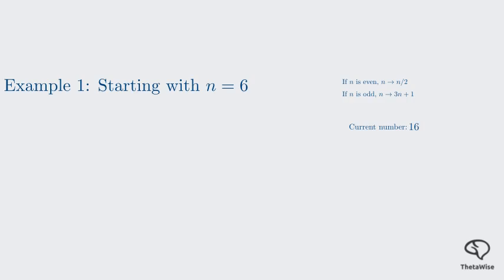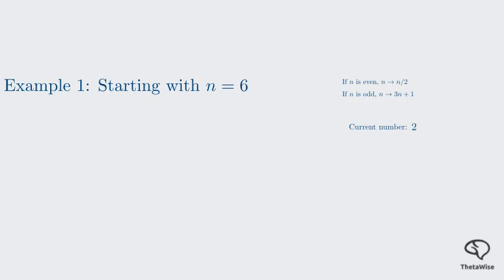Now we have 16. Even or odd? Even, divide by 2. 16 divided by 2 is 8. Our number is 8. Even or odd? Even, divide by 2. 8 divided by 2 is 4. We have 4. Even or odd? Even. Divide by 2. 4 divided by 2 is 2.